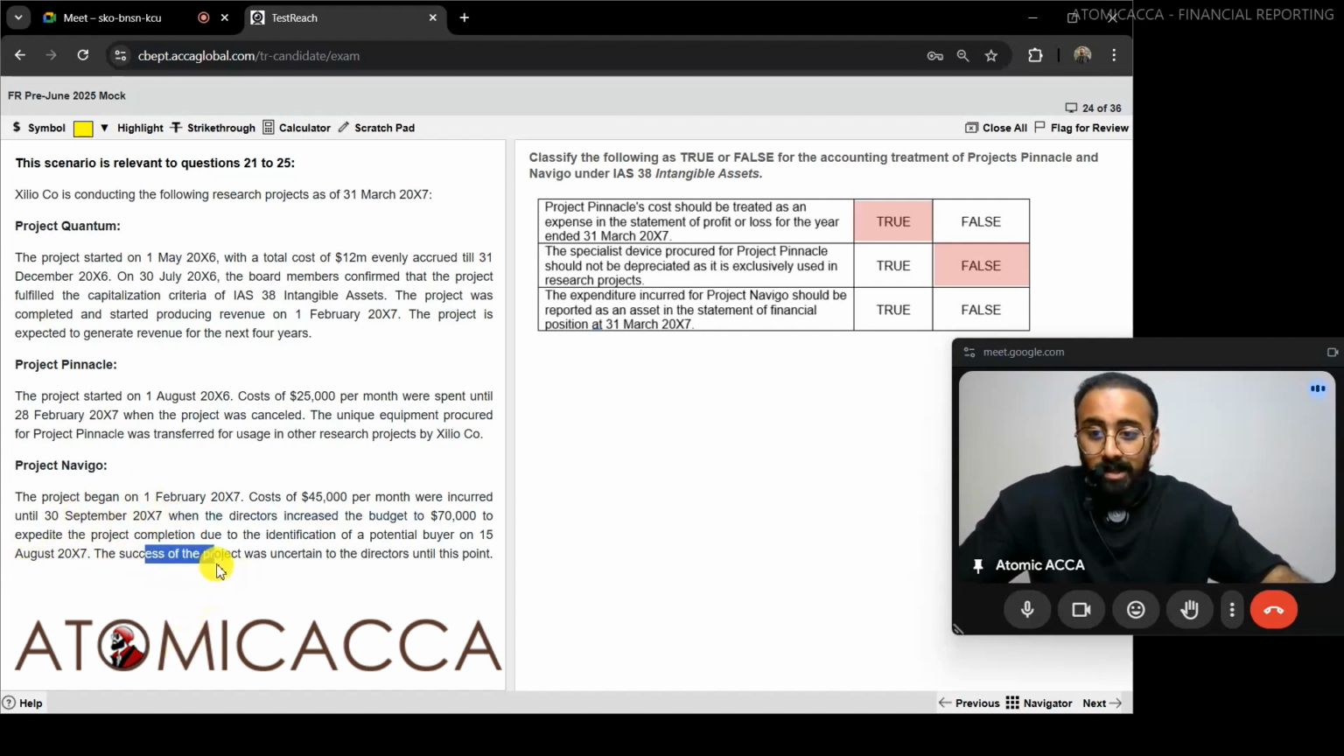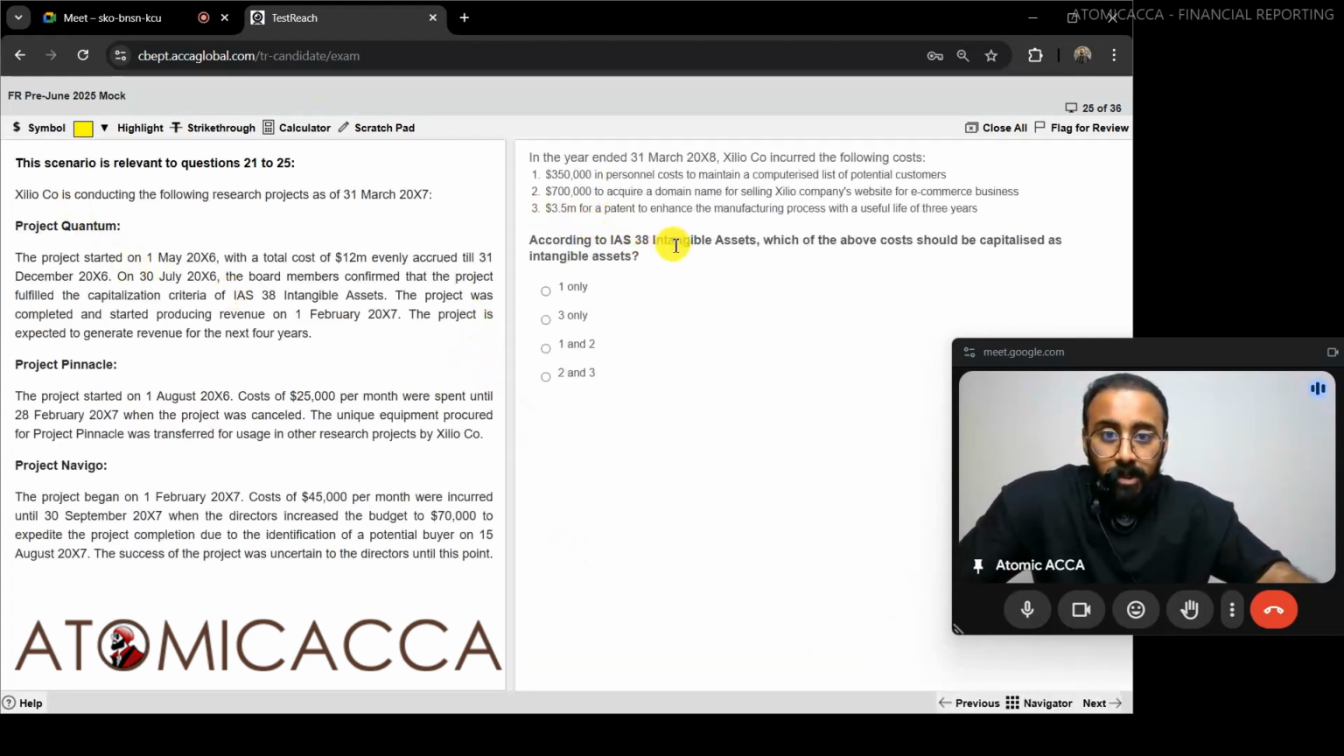At some point they are getting successful, or they're becoming sure of the project, but that's after year end. So at the year end, 31st March X7, even though on 1st February it is starting, whatever expenses were incurred were in the research phase, so it is not to be reported as an asset in the SOFP. It will go as an expense to SOPL. So this is also false. So that one is also done.